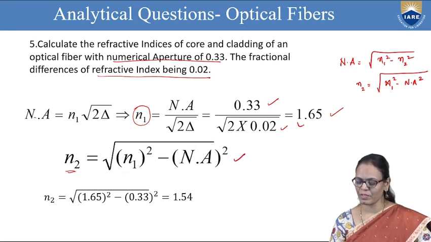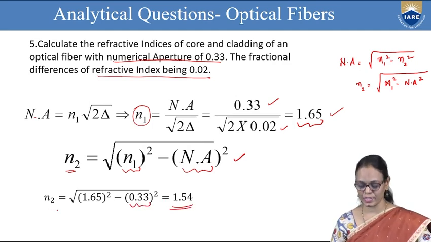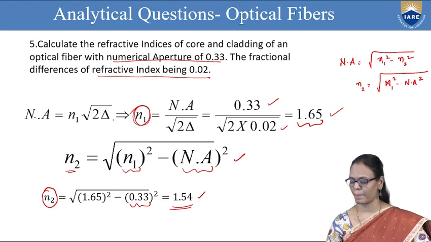So we have got n1 here. We will substitute for n1, and NA is given. So we will substitute NA and get the answer. So n2 here is equal to 1.5. This is the refractive index of the cladding. This is the refractive index of the core.